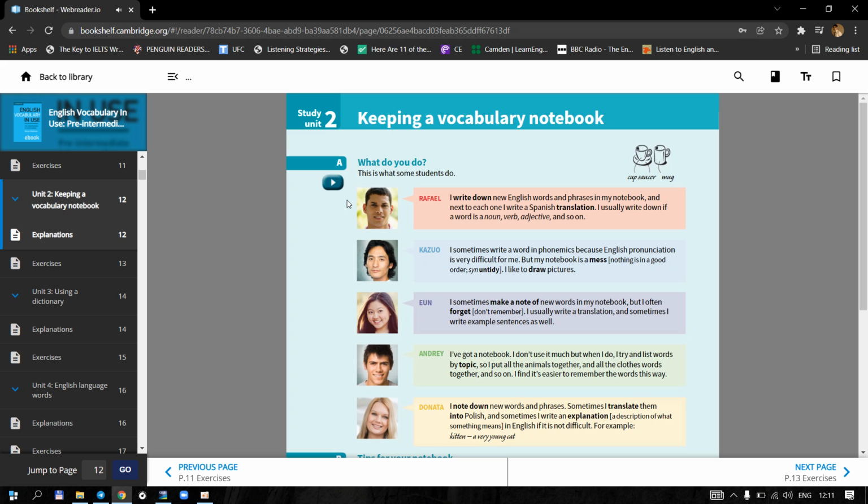I note down new words and phrases. Sometimes I translate them into Polish, and sometimes I write an explanation in English if it is not difficult. For example, kitten, a very young cat. Okay, as you can see, these are some of the ways that students learn English language. So why don't you now pause the video and tell how do you learn new words, okay?